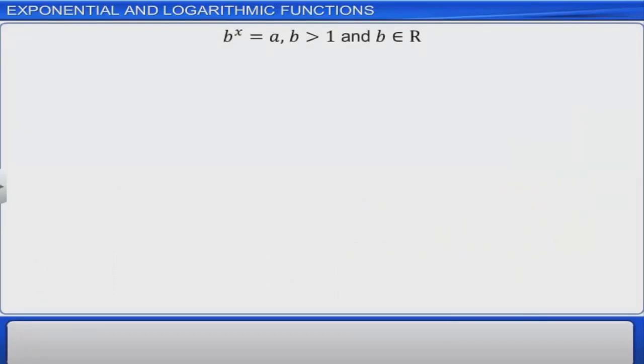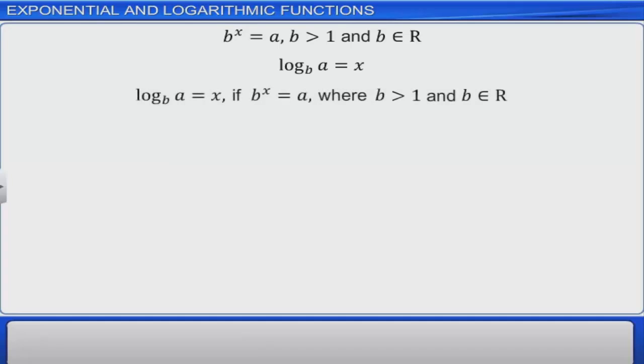Let's consider an exponential equation b raised to the power x is equal to a, where b is a real number greater than 1. In logarithmic form, this can be written as shown here. This is read as logarithm of a to base b is equal to x. Mathematically, for a real number b greater than 1, the logarithm function is defined as log of a to base b is equal to x if b raised to the power x is equal to a.